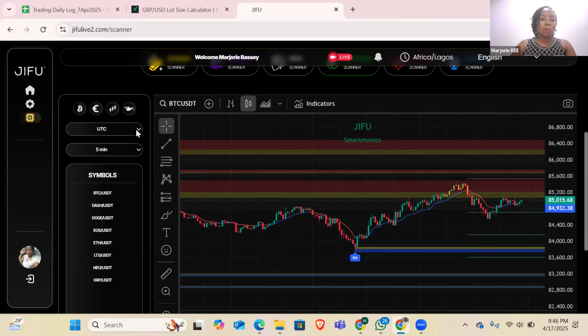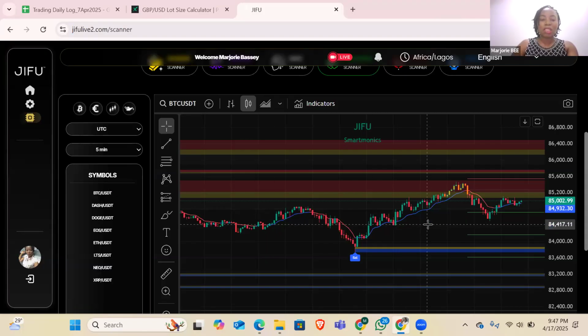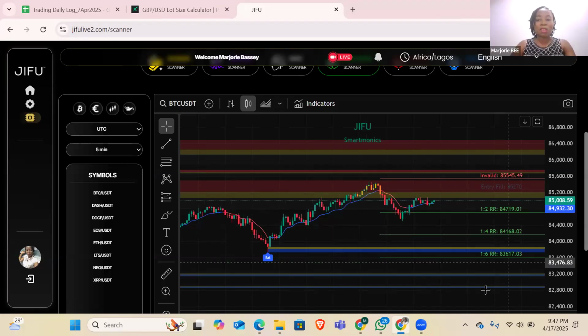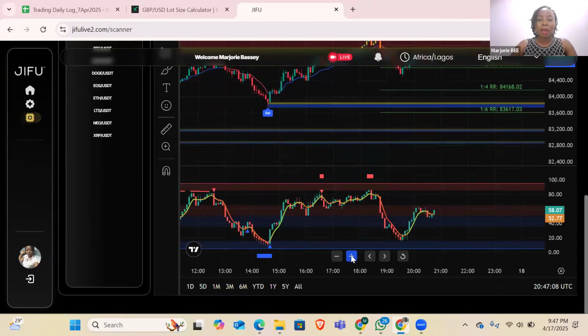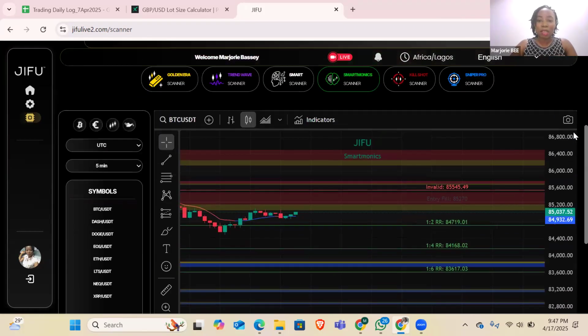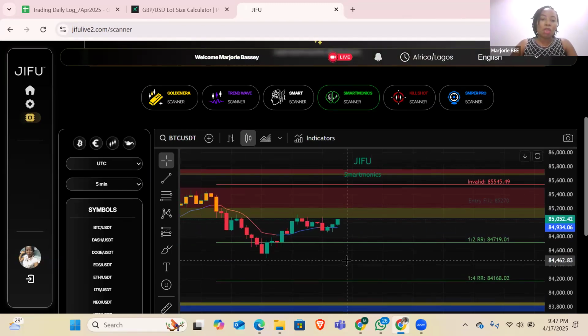So I'm not going to go into them. And then you see the time frame here, where you see 5 minutes. When you click on that, it's going to give you different time frames. And the different time frames give you a different picture of what's going on in the market. So when they say 5 minutes time frame, it simply means that the candles, these green and red things you're seeing here, each candle has a duration of 5 minutes.